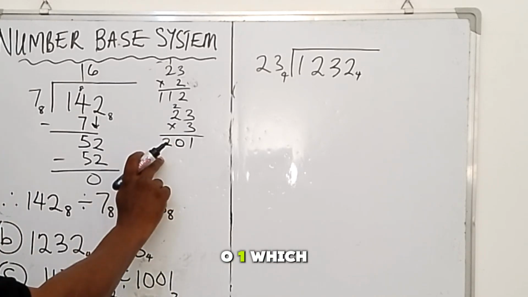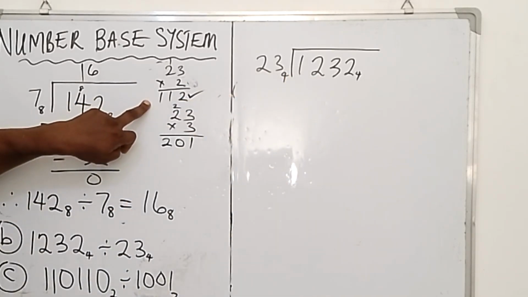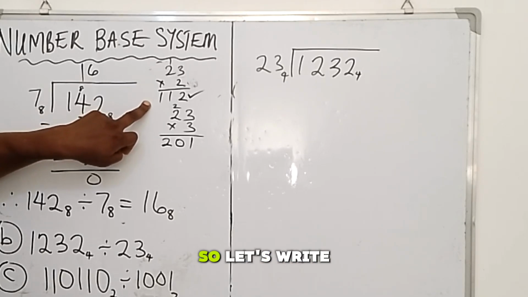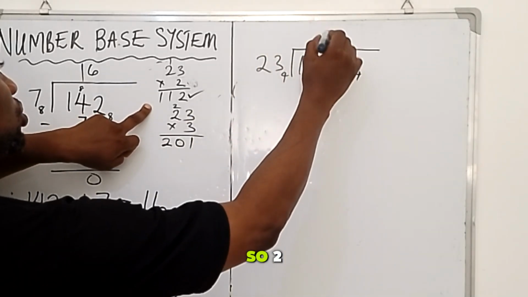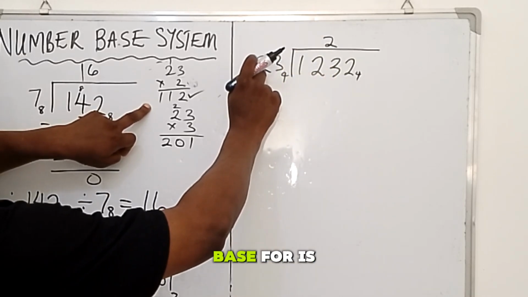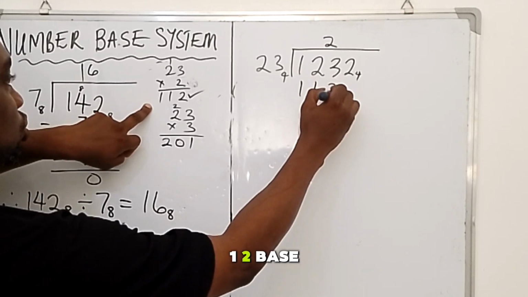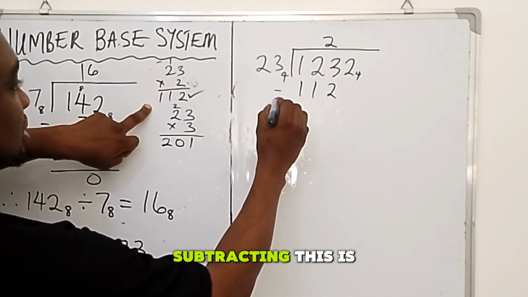So we have 201, which is bigger than this. I believe this is the number I should pick for now. So using 2, let's write a 2 here. So 2 base 4 times 3 base 4 will be 112 base 4. We are subtracting.